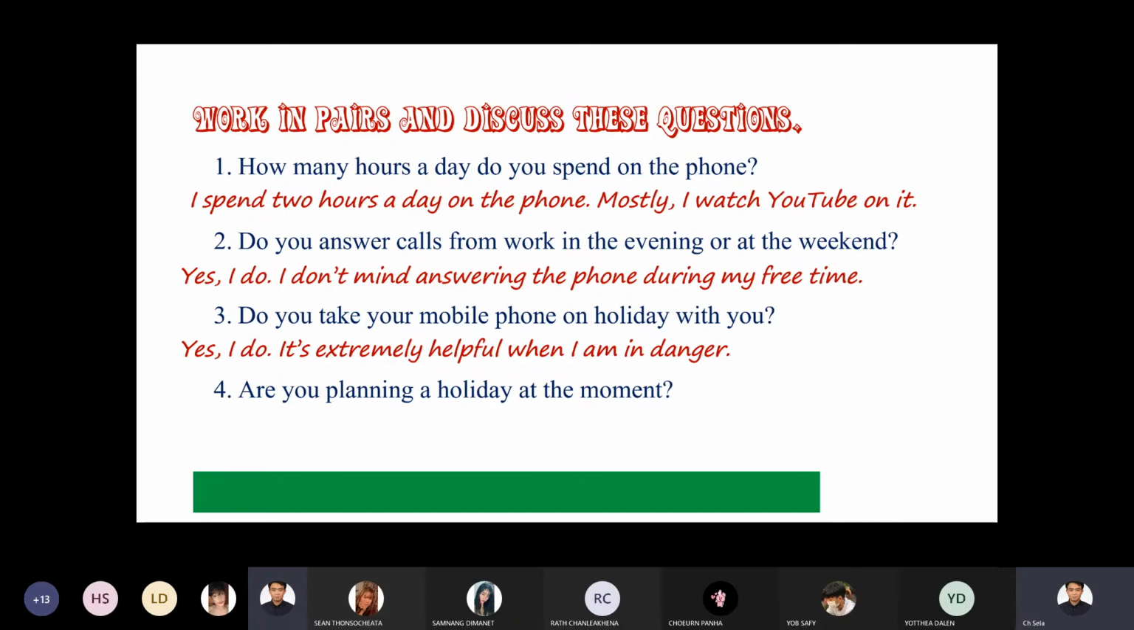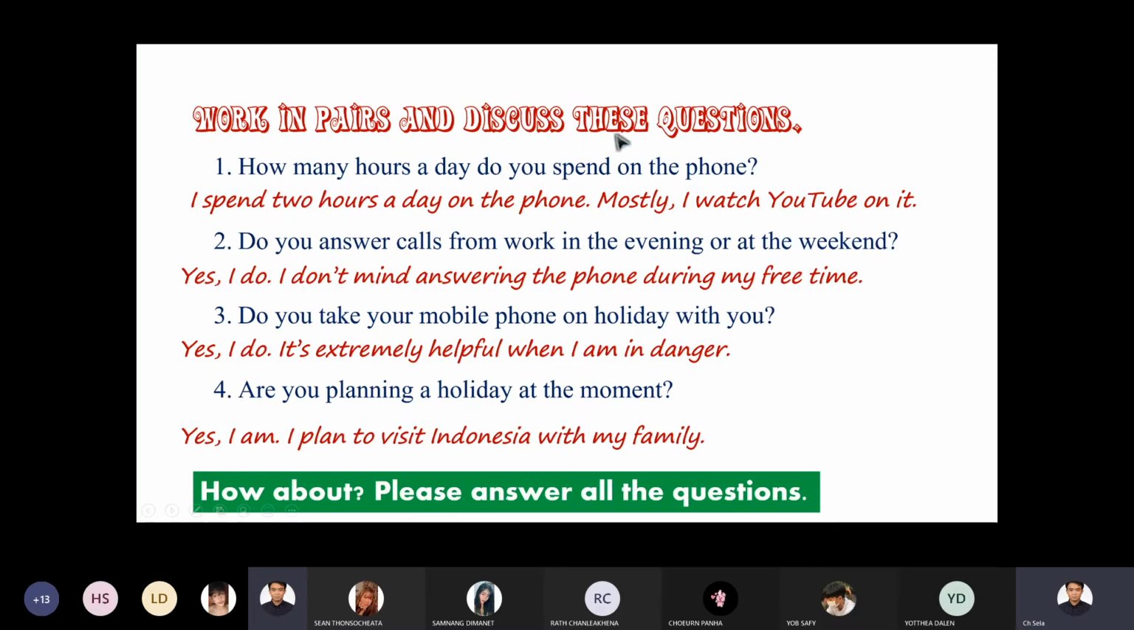Okay, number four, are you planning a holiday at the moment? Yes, I am. I plan to visit Indonesia with my family after COVID-19, but I'm not so sure right now because there are problems around the world, not only in Cambodia, not only in Indonesia or Malaysia, but all around the world because of COVID-19, and it puts a lot of pressure on our economy. We don't have much money nowadays, so I don't know whether we can visit Indonesia in the near future or not. But sure, we're going to visit it.